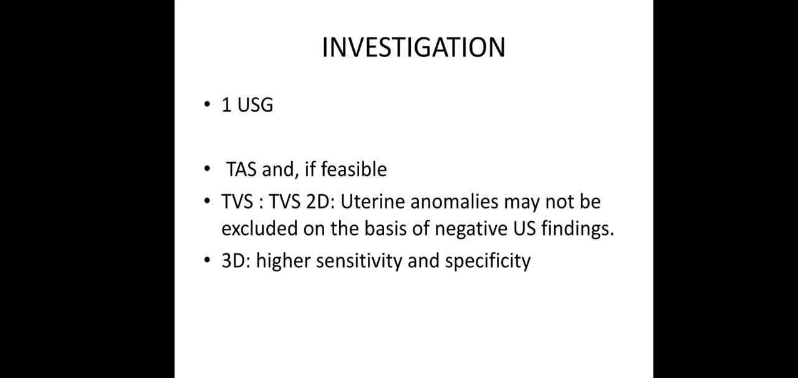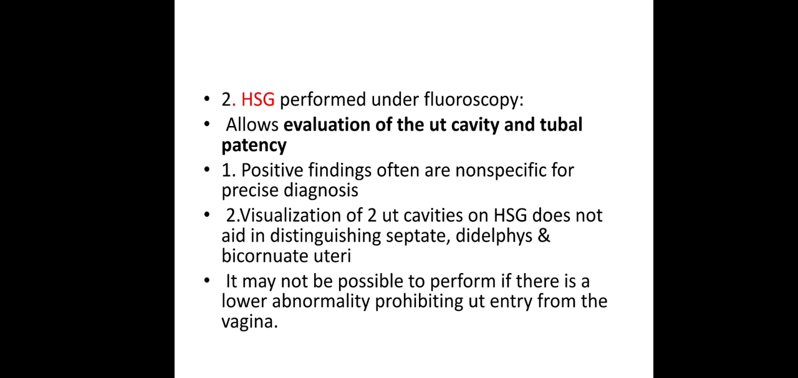Now coming to investigations, what are the investigations that are available in gynecology? You can have an ultrasound, which you can do as a transabdominal ultrasound or transvaginal ultrasound, and of which TVS, if you can do a 3D, it will be very good. 3D will have a higher sensitivity and specificity. Now HSG can be done, but again we said that HSG is only going to tell you about the inside of the cavity, it doesn't tell you how the outside contour is.